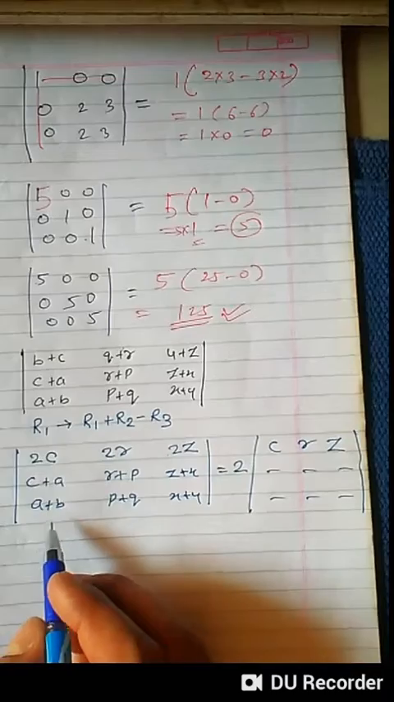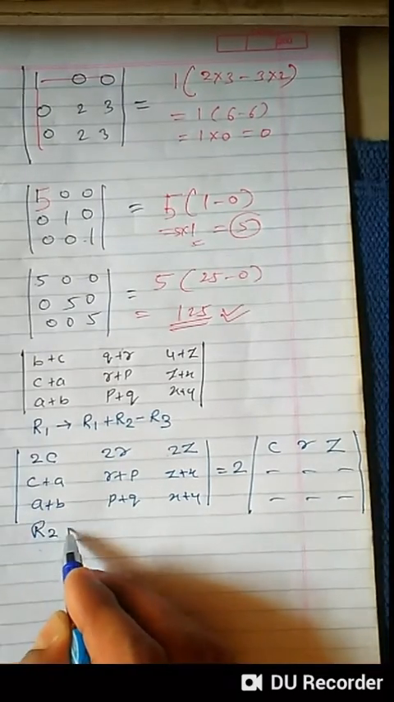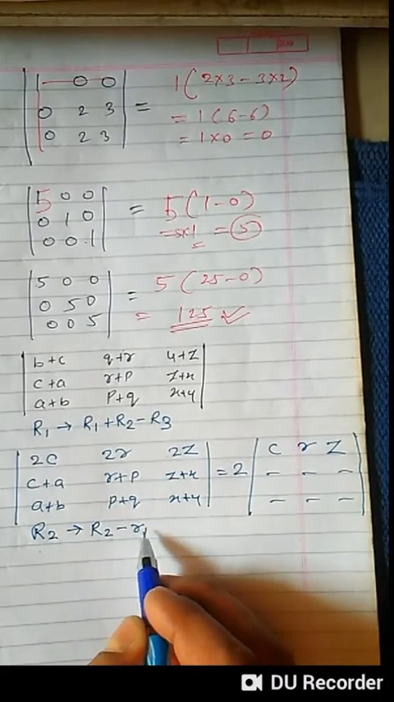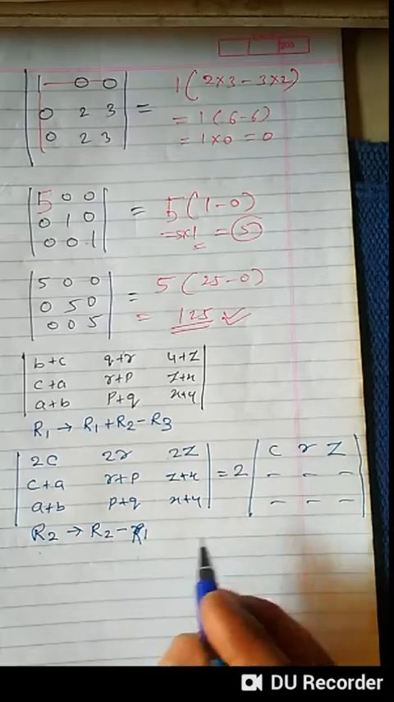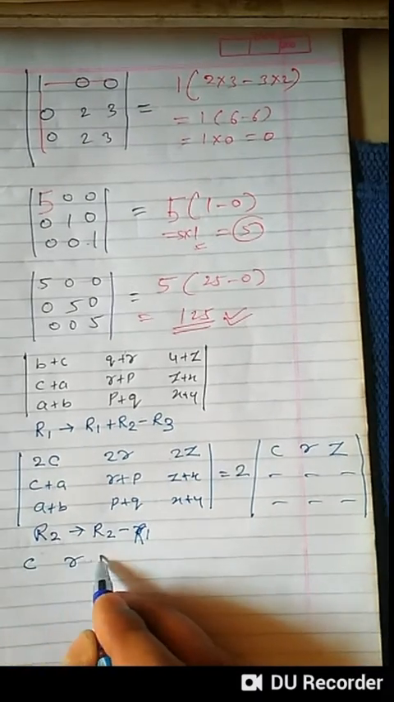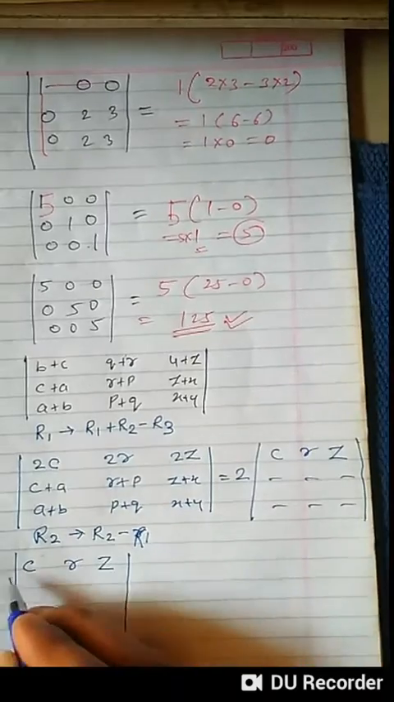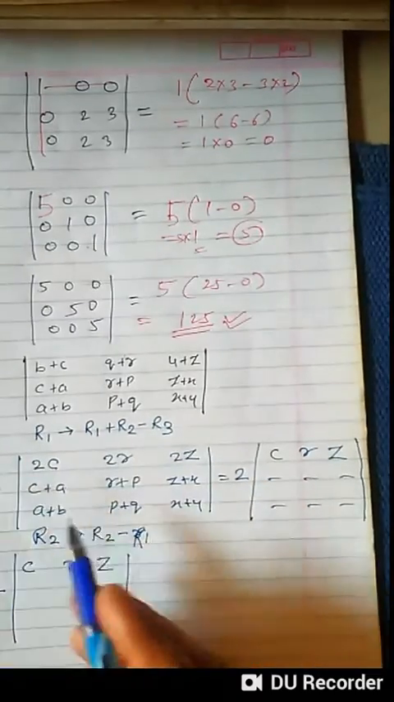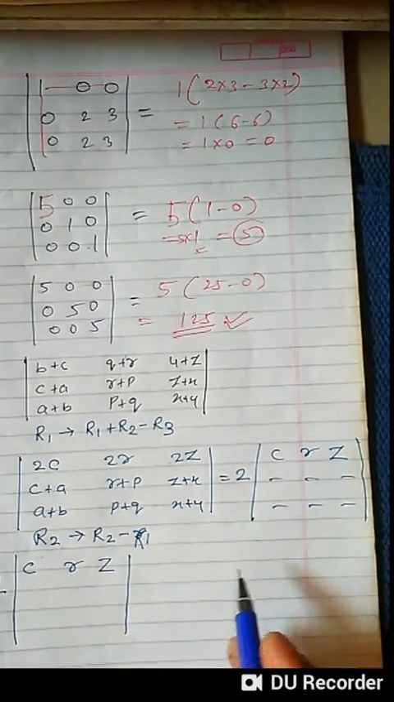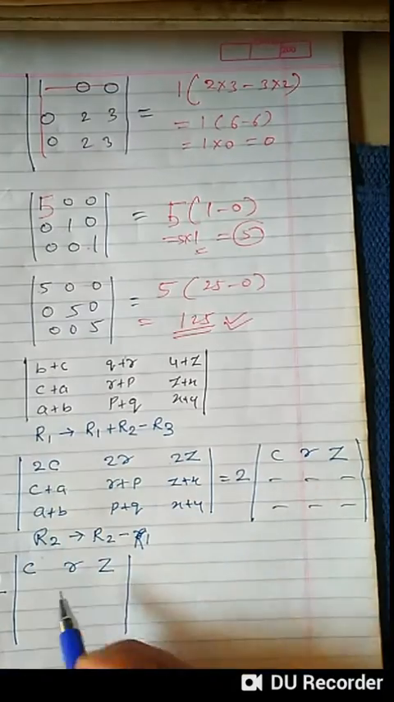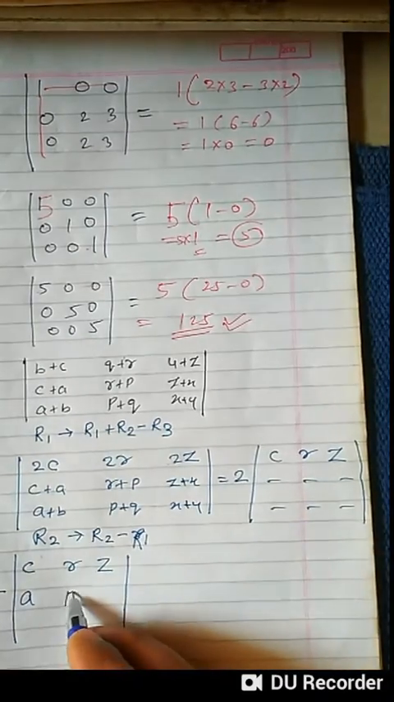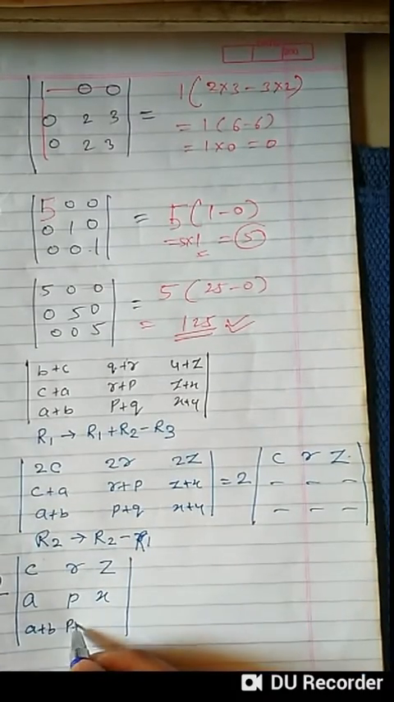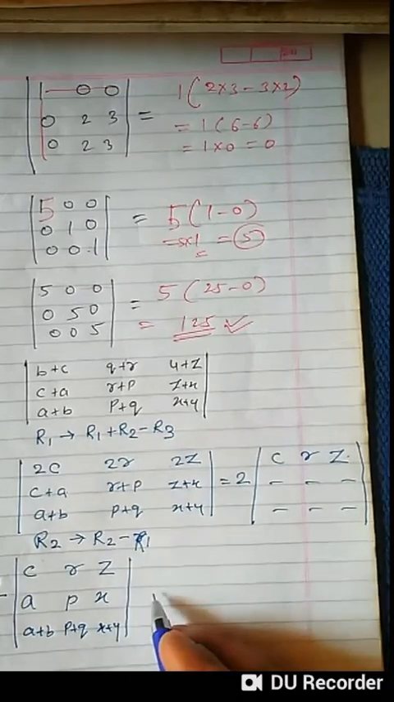Now what next can you do? Now you do the operation on R2. R2 will be R2 minus R1. What will happen? This C, R, Z is already there. 2 we have taken out. Now C plus A minus C, because 2 we have taken out. Now row 1 remained C, R, Z. So C plus A minus C will be A, R plus P minus R will be P, Z plus X minus Z will be X, and the third row will be A plus B, P plus Q, X plus Y.